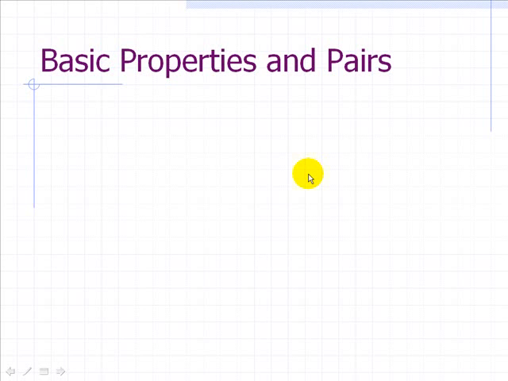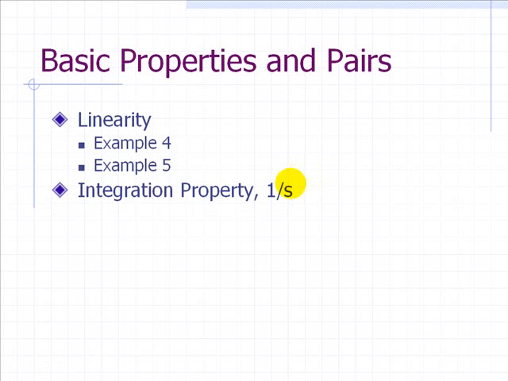Now we're going to take a look at some of the most basic and important properties and pairs associated with the Laplace transform. The first important property is the concept of linearity, and we're going to illustrate it through examples 4 and 5.